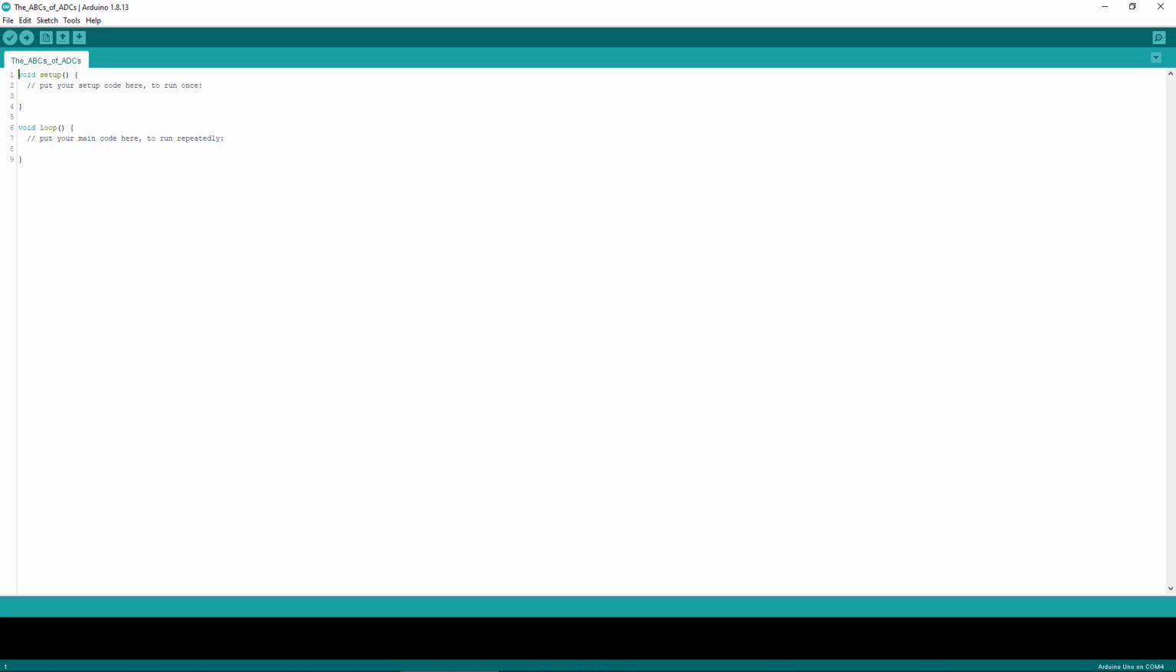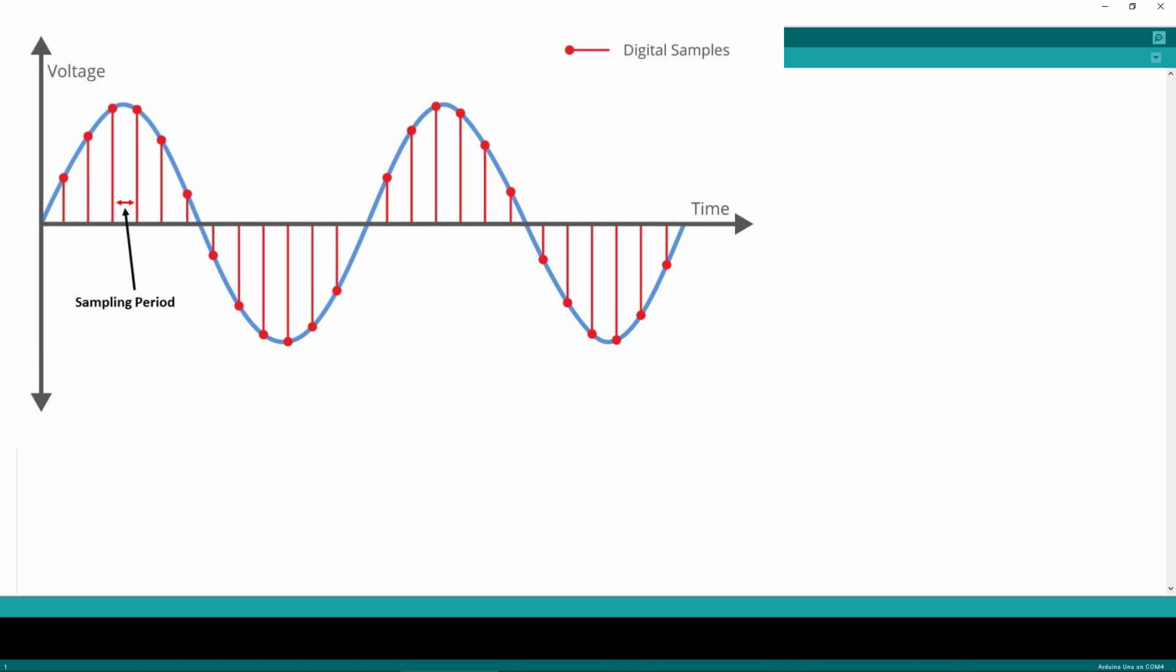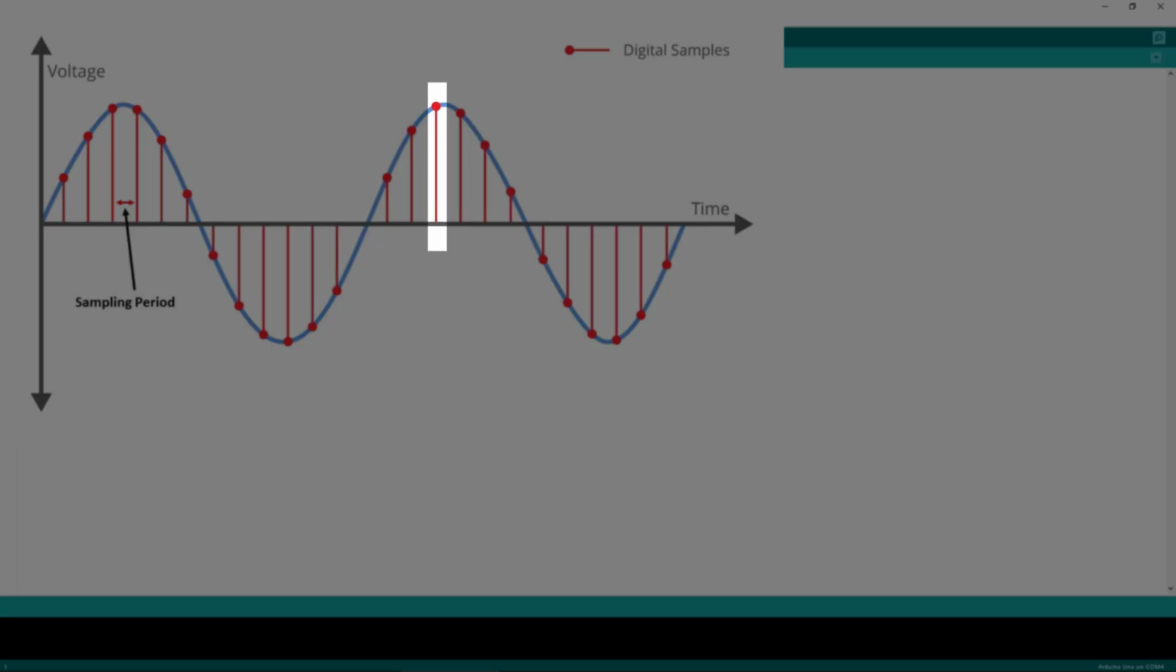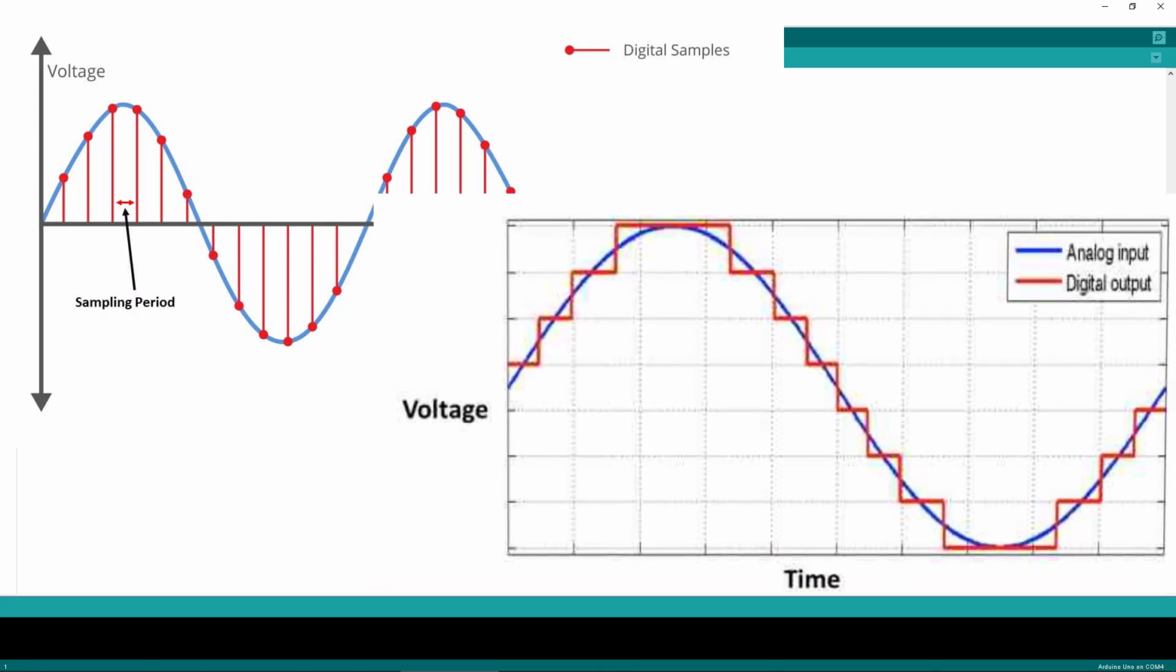Now, some of you still may wonder what I mean by sampling. Let's have a look at some pictures that may help clear it up. Here we have an analog signal which is being sampled. The little stick-looking things are the samples, and the time in between samples is the sampling period. Now we have a close-up of the signal with the corresponding digital output on top of the analog signal.